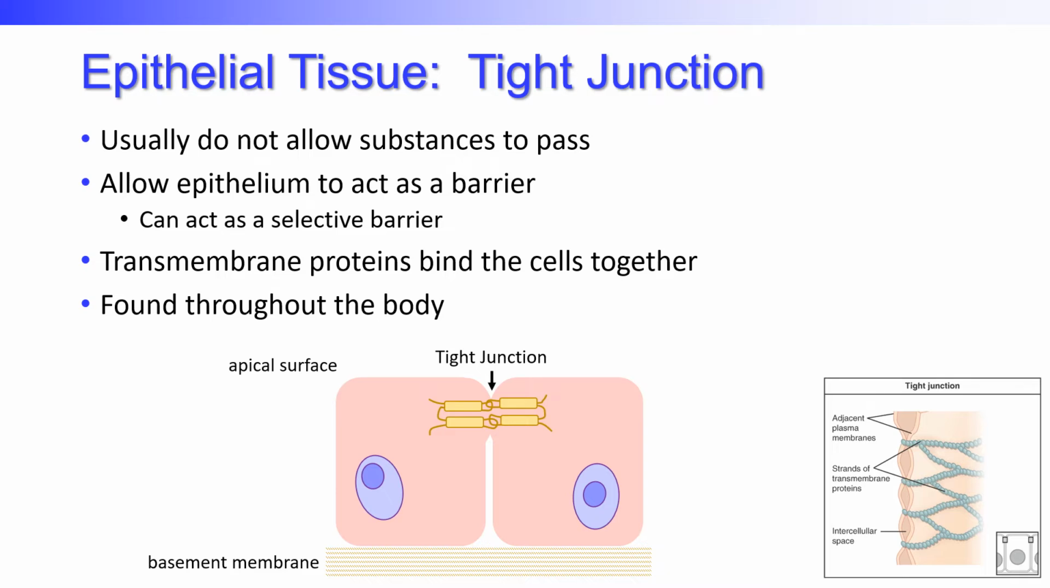So where would you find a tight junction? Well, actually, they're found throughout the body, but we can think of them specifically in places where we would want to keep the contents in one location, or at least closely control its movement from one area to another. For example, the urinary bladder, or even the intestinal tract.